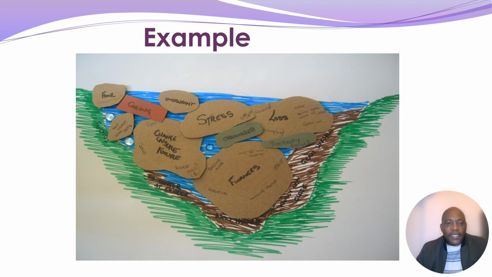Here are some of the examples where the Kawa model has been used with clients. As you can see in that image, they're showing what their problems are. By looking at the rocks, you can see that there's an issue of finances, there's a loss, there's stress, there is an issue of being unsure about the future. So they are looking at those things and considering them to be problems or challenges.